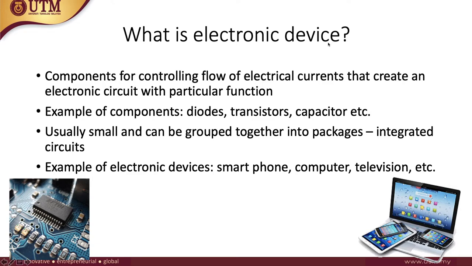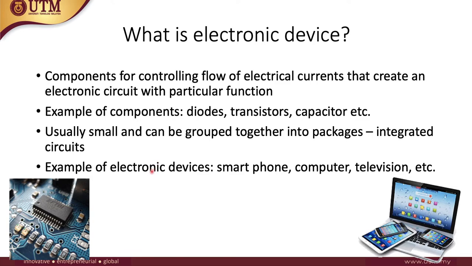So what is an electronic device? An electronic device is a component for controlling the flow of electrical current that is created in an electronic circuit, with a particular function. So each component has its own function. The combination of all electronic devices we call an integrated circuit. Usually these electronic components are small and can be grouped together. When you group them together, it is called an integrated circuit, as you can see inside your CPU or any other electronic devices.